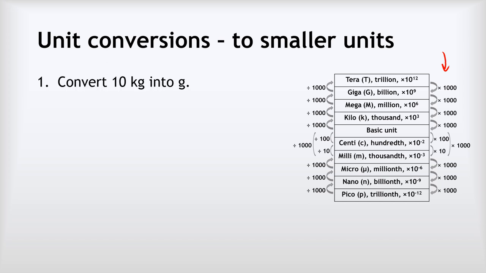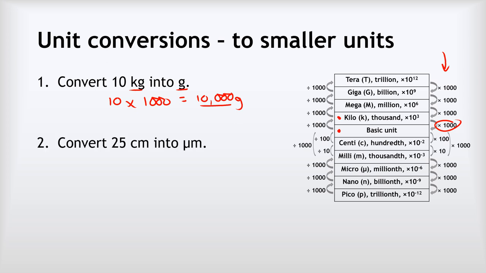So we're going to try and convert 10 kilograms into grams. Now, if we look at where kilograms is, kilo is up here and grams has no prefix, so it is there. And to get from kilo to our basic unit, you can see that we are going to multiply by 1,000. So our answer will be nice and easy. We'll do 10 multiplied by 1,000, and that will give us 10,000 grams as our final answer.